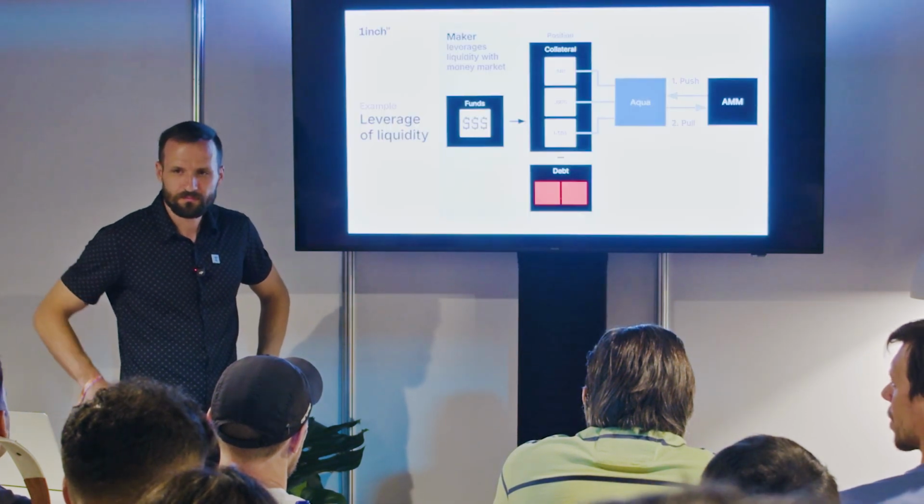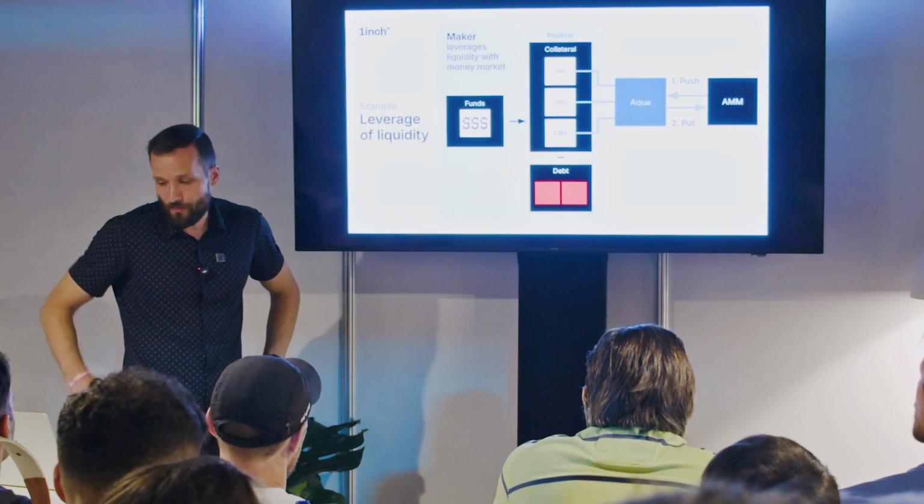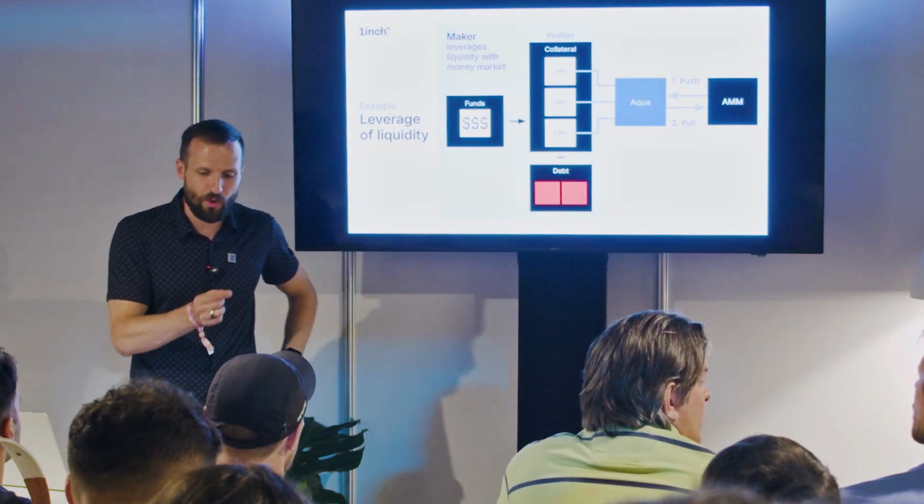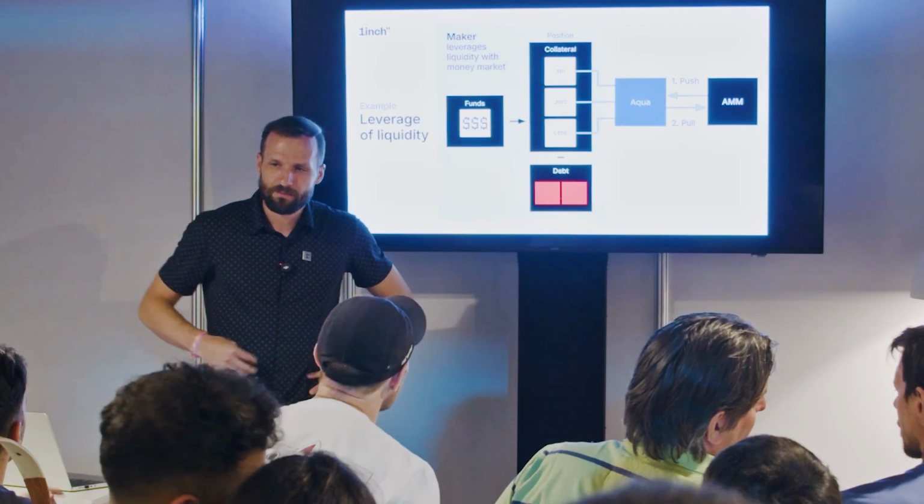Where does yield come from? Yeah, swap fees. It could be flat fees, it could be dynamic fees, it could be a Dutch auction for arbitrage opportunity.